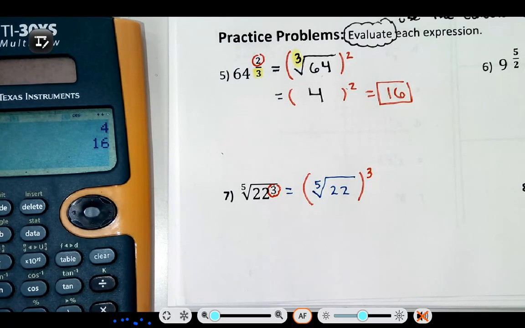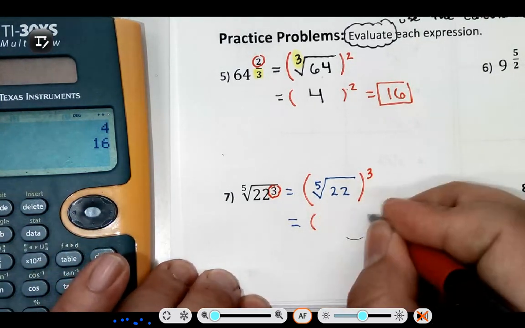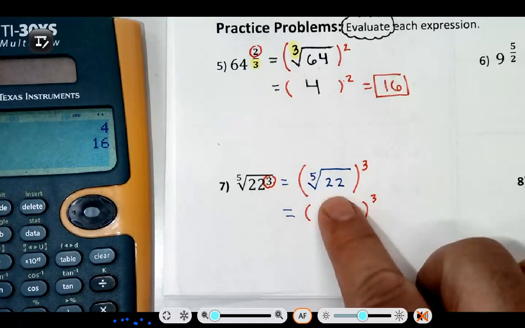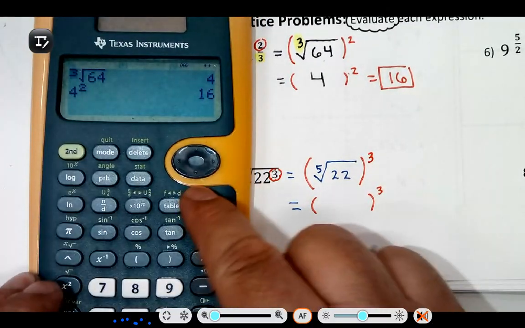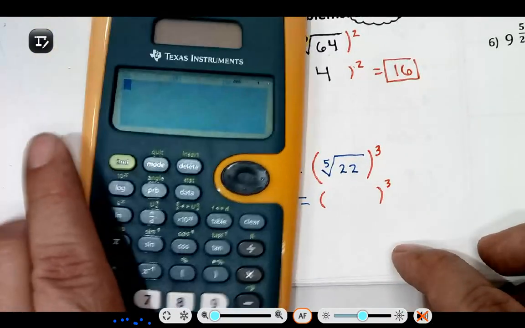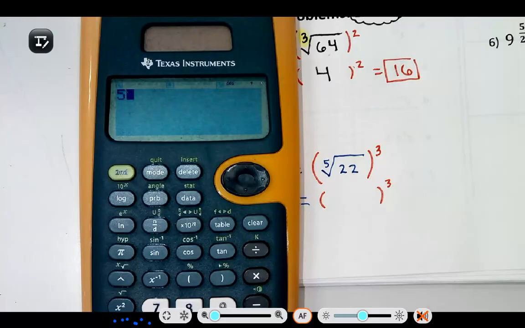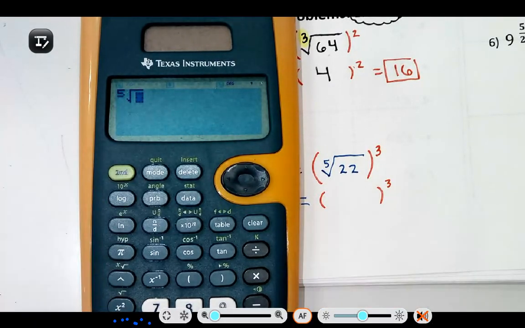So I'm going to use my calculator. But first, I'm only going to work with the inside part. So there's my 3 waiting. Here's what I wanted to show you. All right, so take a moment here. Check it out. 5th root. So 5. Second power button. There it is, 5th root of 22.